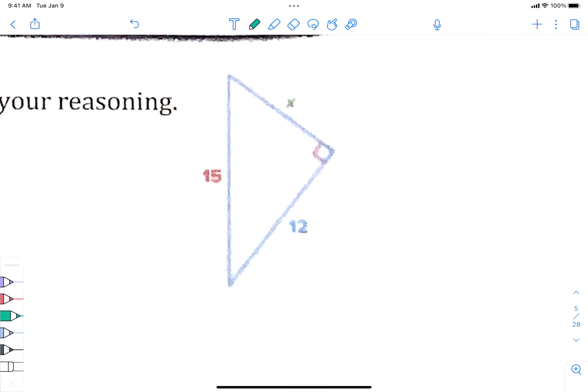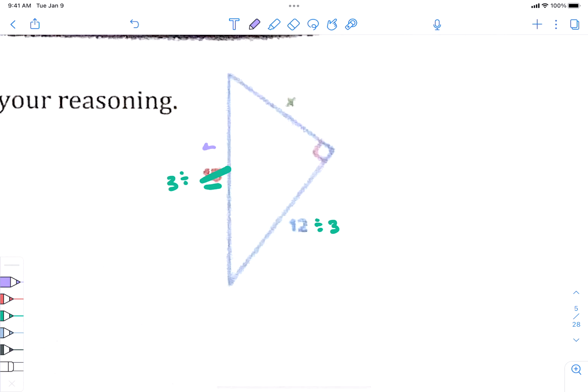Looking at this thing right here. This is a triangle. Which one's the hypotenuse? 15. This is my biggest side right here, okay? Now, I'm going to look at 15 and 12. Those are the only two actual numbers that we have, right? Those are both divisible by 3, right? So I'm going to divide this one by 3, and I'm going to divide this one by 3. So 15 will become 5, and 12 will become 4.